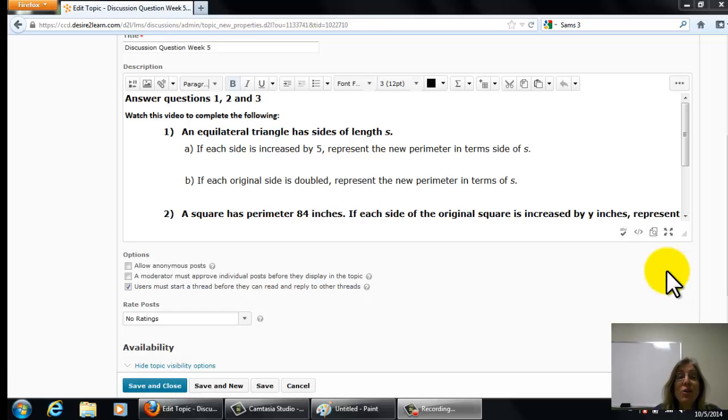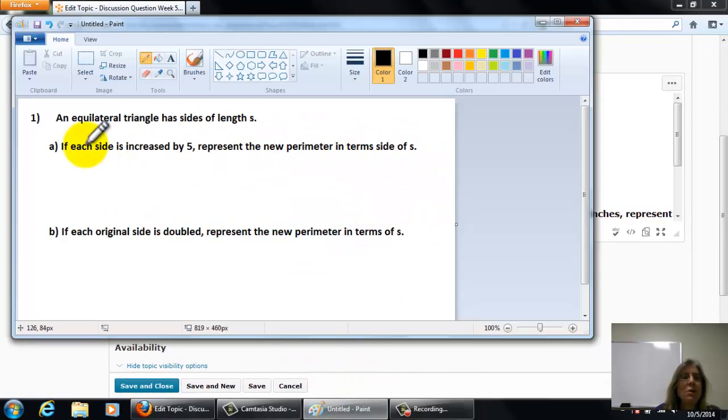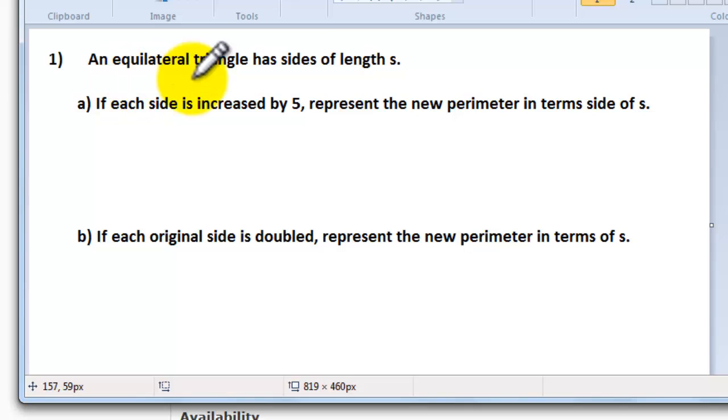Hi, I'm going to go over how to do discussion week 5. So let's look at these questions. An equilateral triangle has sides of length S. Okay, so what that means is you have a triangle. Equilateral means all sides are equal, and that's important. All right, and each side is called S.